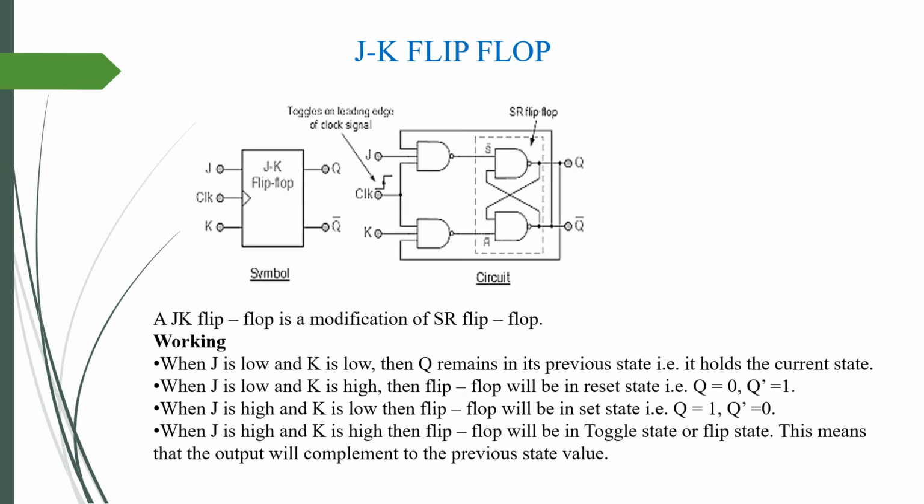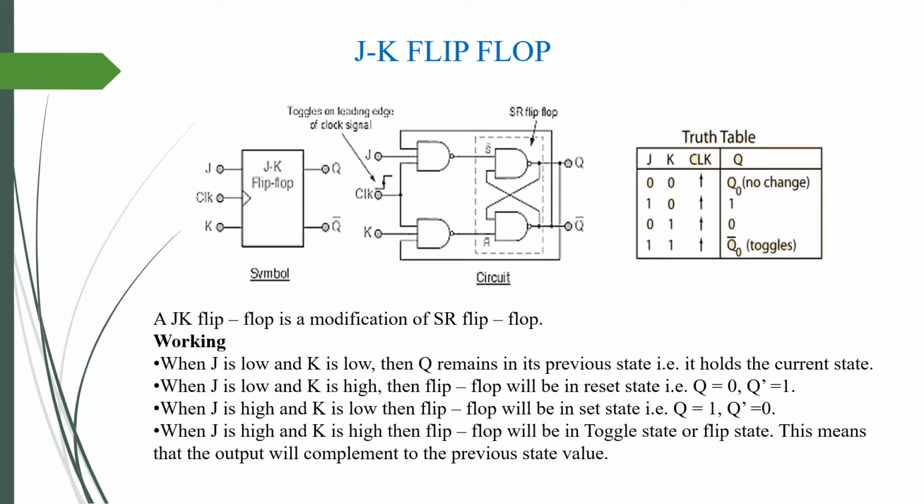Now we will see JK flip-flop. It is modification of SR flip-flop. Here you can see in symbol there are two inputs J and K and two outputs Q and Q bar. Clock input is given. So here you can see circuit diagram, which is also known as logic diagram of JK flip-flop. When input J is low and K is low, then output remains in its previous state.